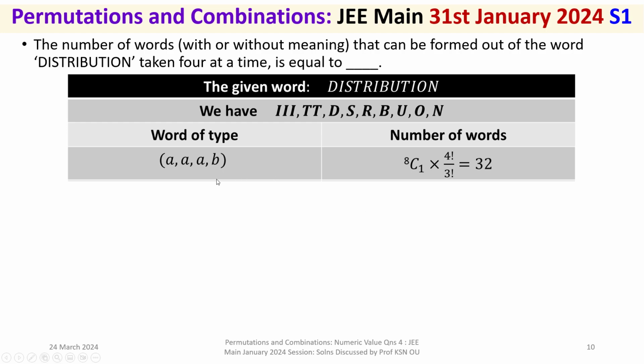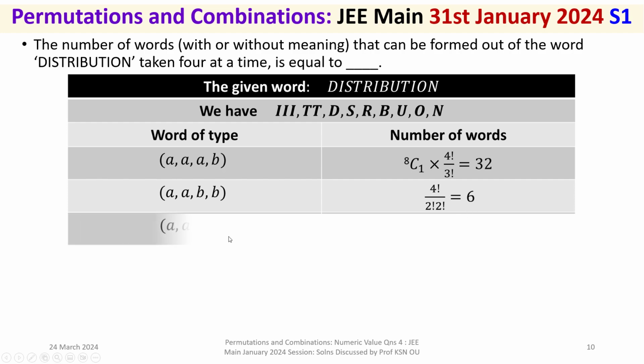Next, the word of the type AABB. That means 2 letters are alike of the first kind and 2 letters are alike of the second kind. So A can be I and B can be T, or A can be T and B can be I. It is a 4-letter word in which A is repeated twice, that means A is alike 2 times, and B is alike 2 times of the second category. So it is 4 factorial by 2 factorial into 2 factorial ways it can be done. That is the number of the words, so that is 6.